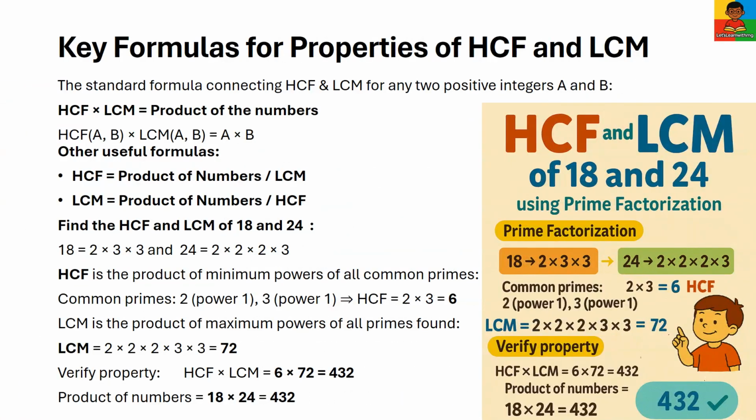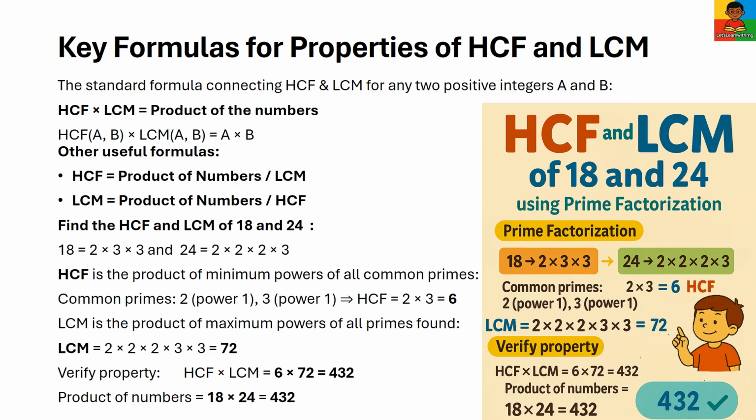Here are some key formulas. For any two positive integers, a and b, HCF times LCM equals the product of the numbers. That is, HCF(a, b) times LCM(a, b) equals a times b. Other useful formulas are HCF equals product of numbers divided by LCM, and LCM equals product of numbers divided by HCF.